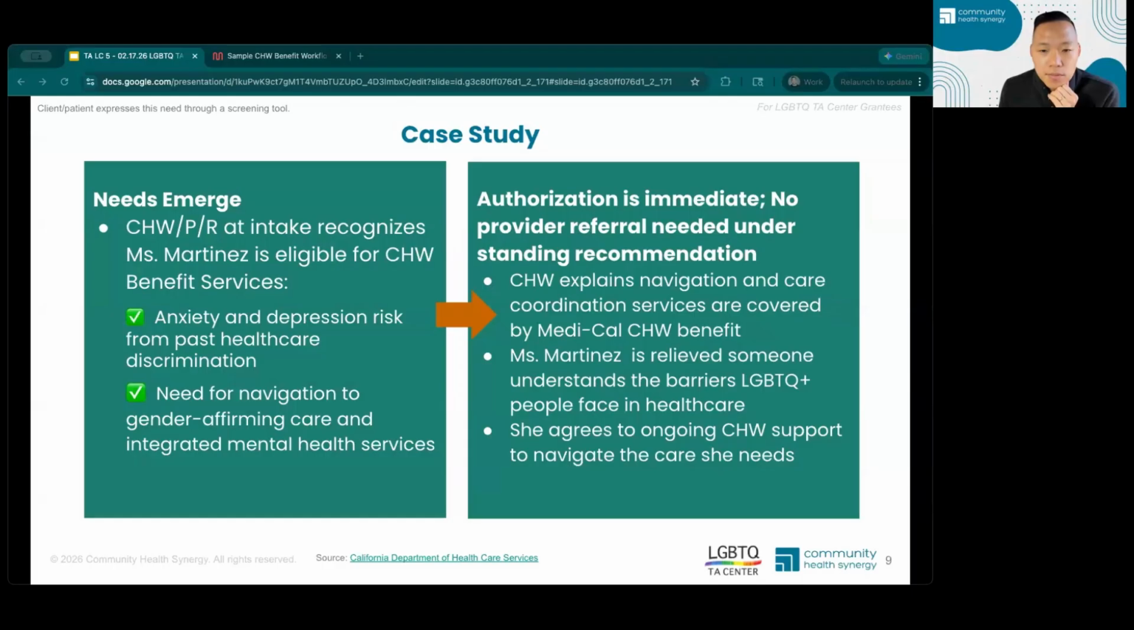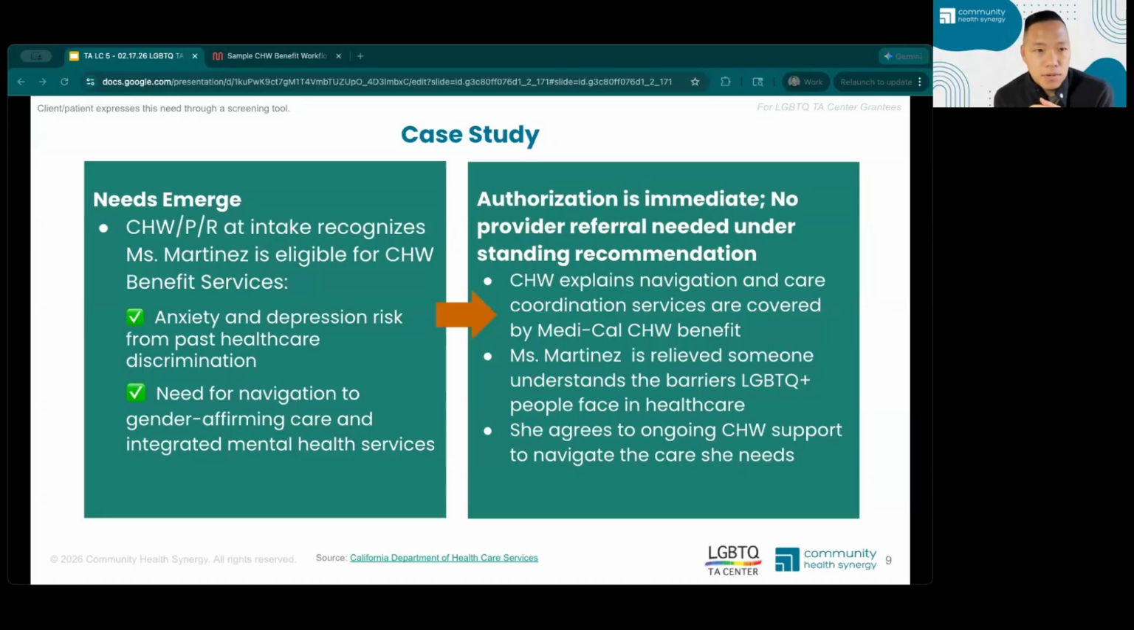And so for this case study, in the next module, we'll talk about how we can develop a care plan and what specific services Ms. Martinez may need, and I described a little bit of it. Maybe it's accompaniment to the first medical appointment for advocacy and support. The CHW can get paid for that.